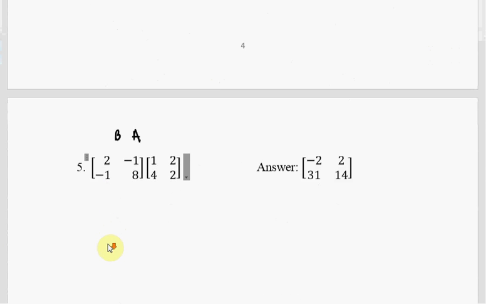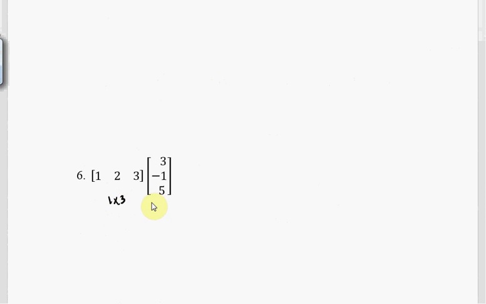Here's something that's interesting. This is a 1 by 3. This is a 3 by 1. So the result is going to be a 1 by 1. It's a matrix with just one entry in it. So basically, it's just straight multiplication of each term. So it's 1 times 3 is 3. Then 2 times negative 1 is negative 2. So it's 3 minus 2. We get 1. And then 3 times 5 is 15. So we have 15 plus 1. All you have is just 16.